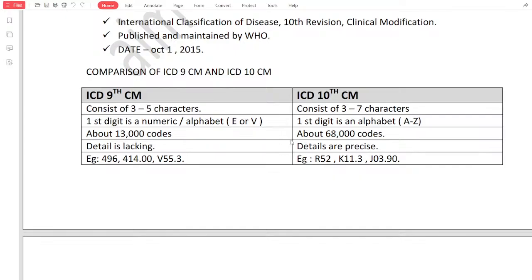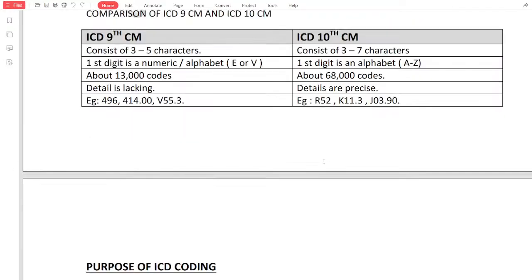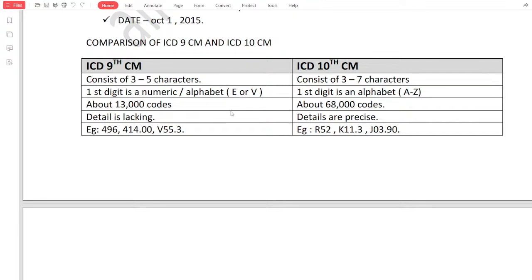But the old version used E or V codes. And next, detail is lacking; details are precise. Okay, here is the example. In old codes: 496, 414, normal numbers, and V55.3. This type of codes are there. But now R52, K11.3, J03.90 are used nowadays. So this is the major difference between ICD-9 and ICD-10.